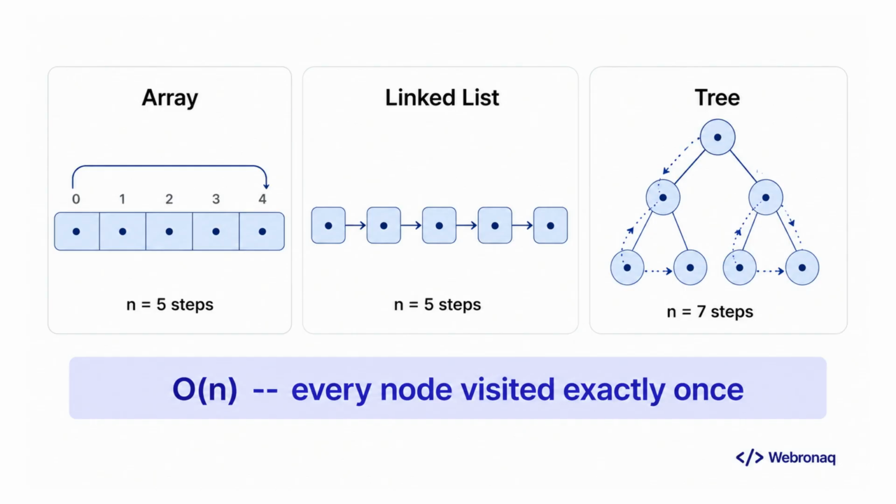The tree is the same story. 7 nodes means 7 visits, regardless of which traversal order you choose. The shape changes, but the count does not. 1 visit per node, every time. That is the cost of traversal. Simple, predictable, and honest. In the final slide, we will tie everything together into one clean rule.